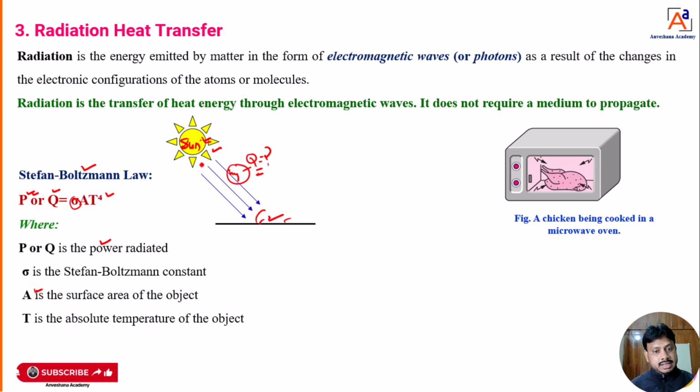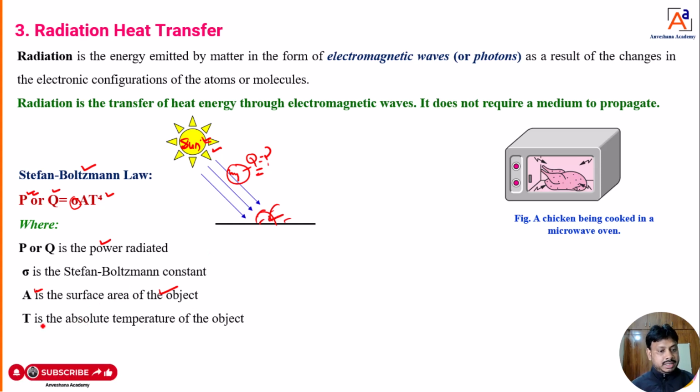When radiation falls on an area, that area plays a very important role in calculating the amount of heat transferred. That area is the surface area of the object. The object, I will take it here, is a plate. That is the area of the plate, we can say.